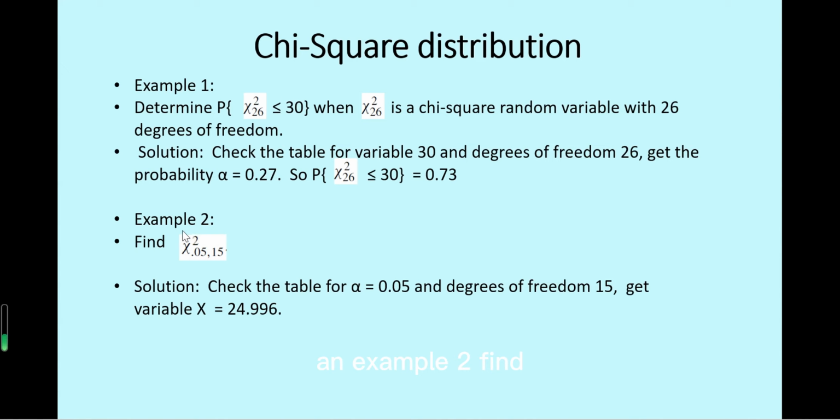Example 2: find the chi-square value with alpha equals 0.05 and degrees of freedom 15. Check the table. For alpha 0.05 and degrees of freedom 15, we get the chi-square value of 24.1996.